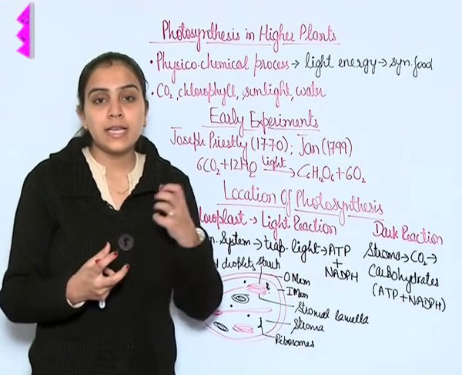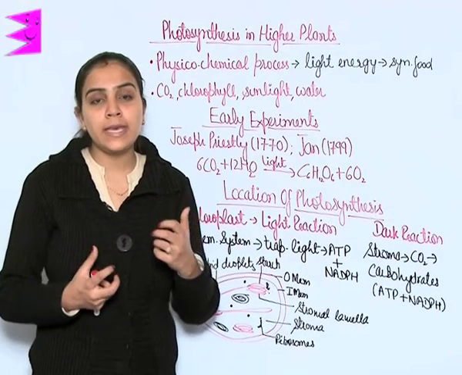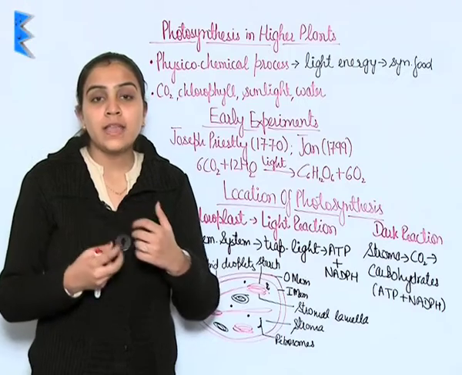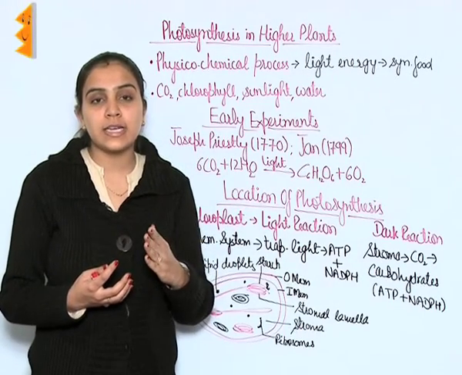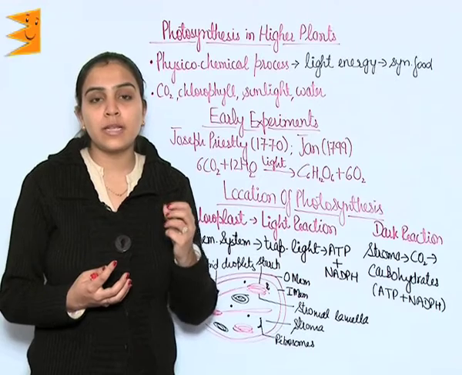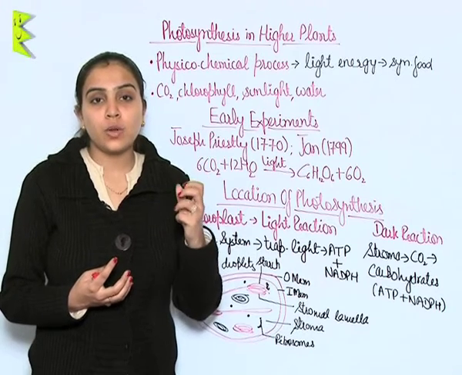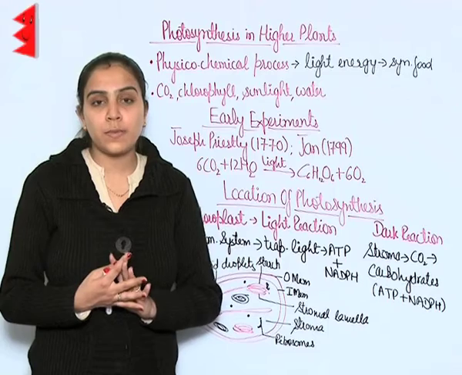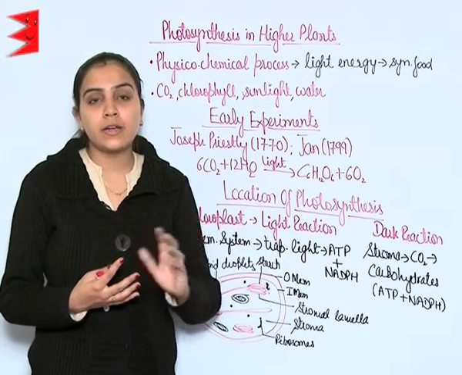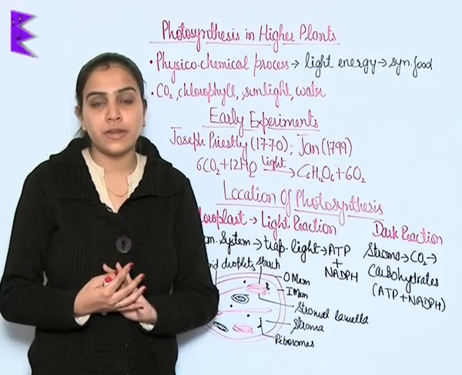All the pigments like chlorophyll A, B, xanthophyll and carotenoid absorb light of different wavelengths. You can see in the graph, chlorophyll A is absorbing light of different wavelength, chlorophyll B is absorbing of different wavelength, xanthophyll is absorbing of different wavelength and carotenoid is absorbing of different wavelength.